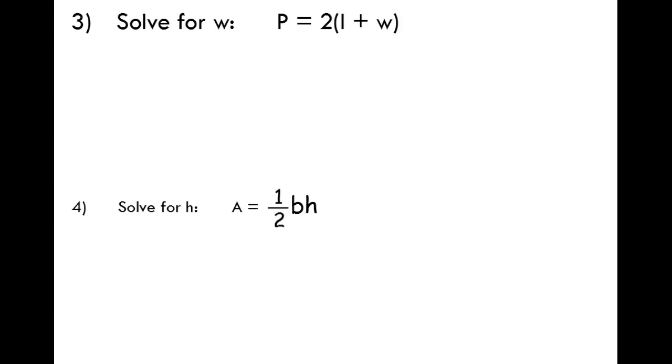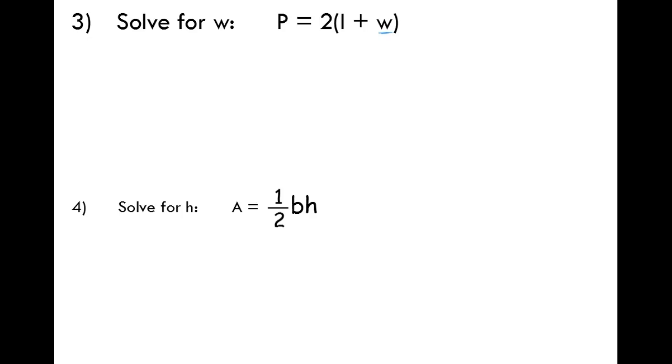Alright, here is a popular perimeter formula for a rectangle. You have your length and your width, you add them up, multiply by 2 because there's 2 each, and that's your perimeter. But let's say, again, you just never knew your width. So we're going to try to get that to be the thing by itself here.